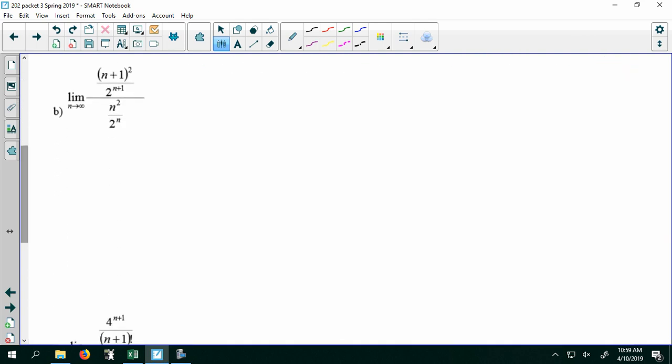Okay, so for this next one, same first step. I'm dividing a fraction by a fraction. Start by doing the flip and multiply. So this is the limit as n goes to infinity of n plus 1 squared over 2 to the n plus 1 times 2 to the n over n squared.